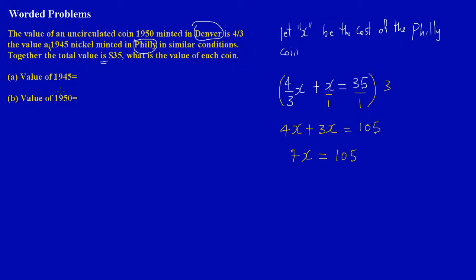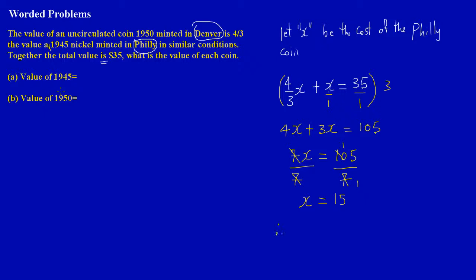Now I need to solve for x. 7 is being multiplied by x, so you must do the opposite, which is division. So I'm going to divide both sides of my equation by 7. Here I'm canceling out the 7s, so I'm left with x is equal to 105 divided by 7. 7 into 105 goes 15 times. Remember that x represented the cost of the Philly coin. So 1 Philly coin is $15.